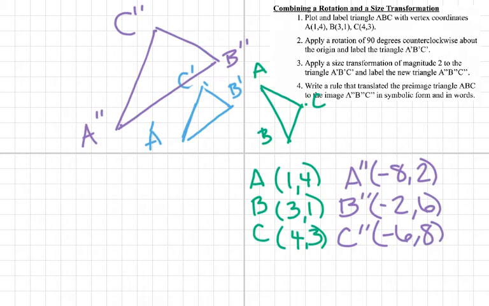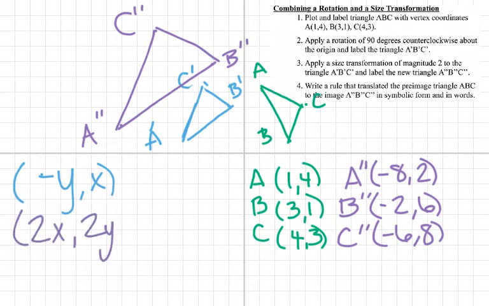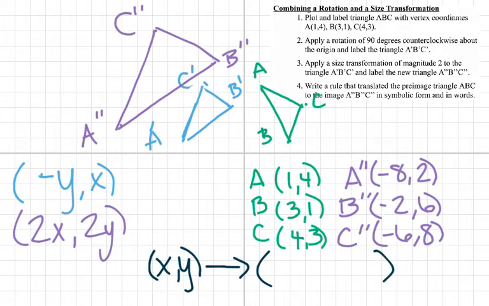Alright, so we had points. A was at 1, 4, and then it became A double prime, negative 8, 2. B was at point 3, 1, and then it became negative 2, comma 6. C was 4, 3, and then it became negative 6, 8. So remember, for our blue one, we had negative y, comma x, and then for our purple, we had 2x, 2y. So we want to come up with one rule that takes us from the green to the purple. So we know we need to start out with x comma y, and then we need an arrow for a transformation. And the last part's the hardest, I think.